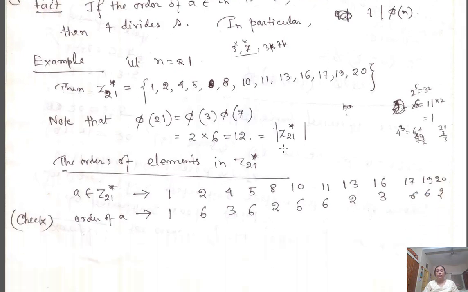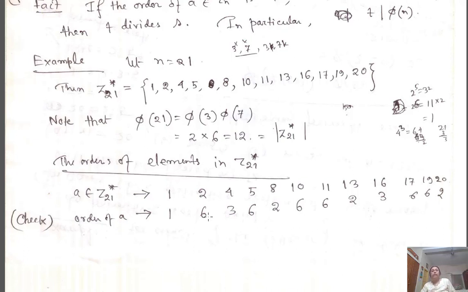Now the order of the elements. The elements here are 1, 2, 4, 5, and so on. List down all these elements, and the order of 1 is 1. The order of 2 is 6. To find the order, you have to keep on multiplying the element by itself, that is, take the powers: 2 squared, 2 cubed, 2 to the power 4, modulo 21, until it gives you 1.